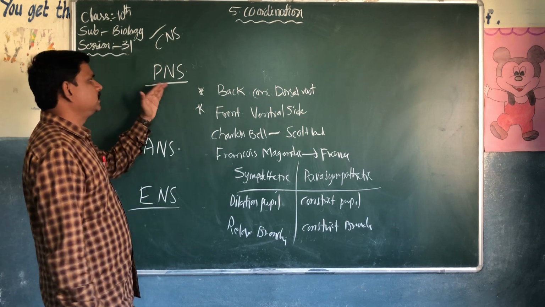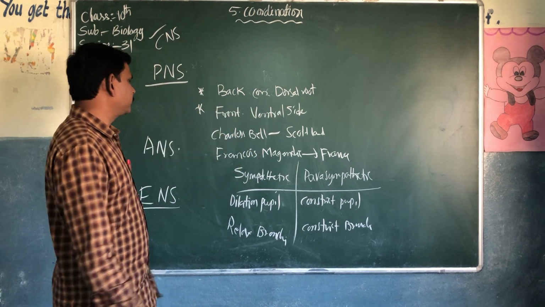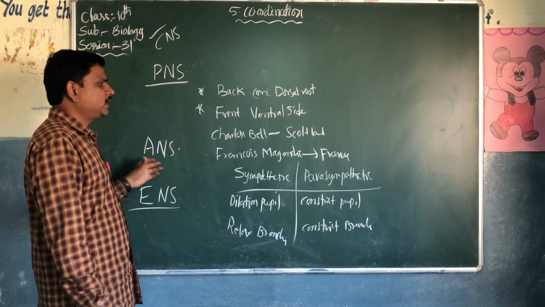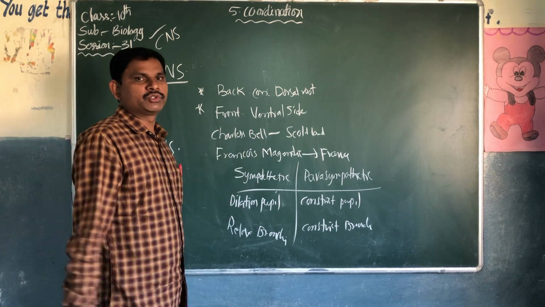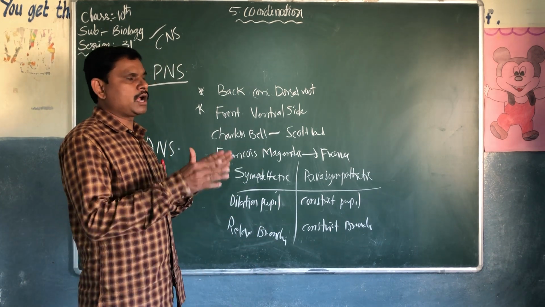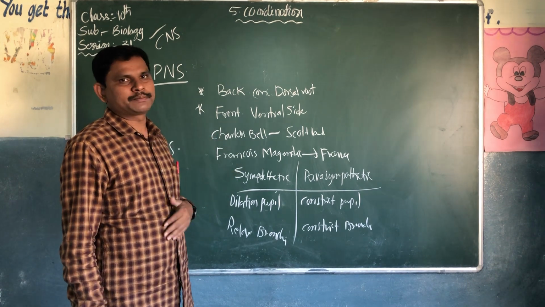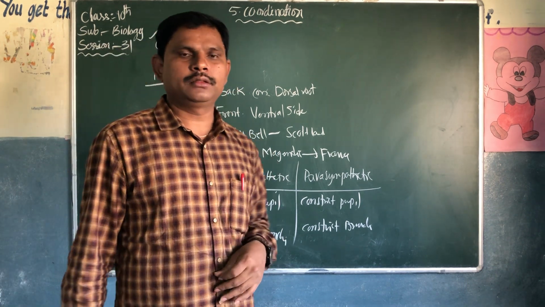You have to write the CNS diagram and explanations, and the ANS differences. No need to draw the diagrams for those. Just write what is sympathetic and what is parasympathetic. Okay? Thank you, students.